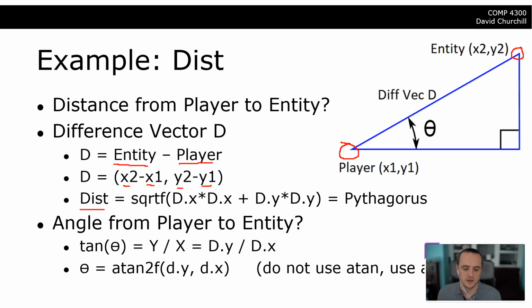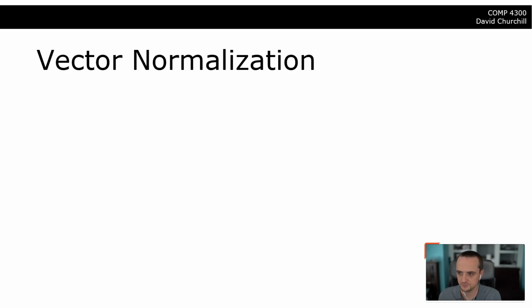Now, I'm not going to get into why this is, but if you actually want to do the reverse of this, so the arctan, then theta is equal to atan2f(d.y, d.x). So don't use atan for arctan in C++, use atan2. Just do that. Atan won't give you the right angle.